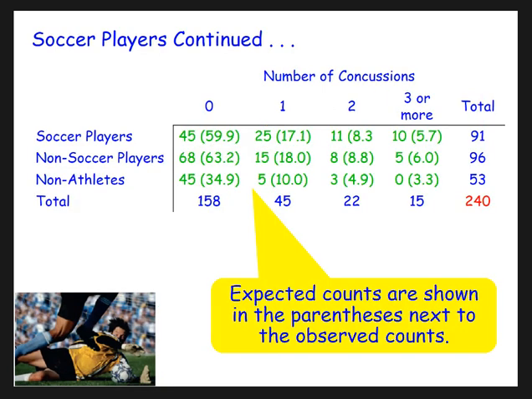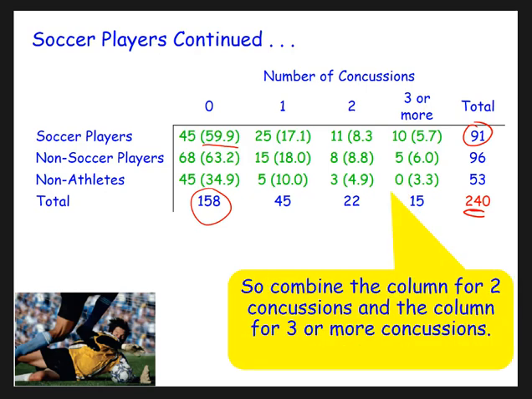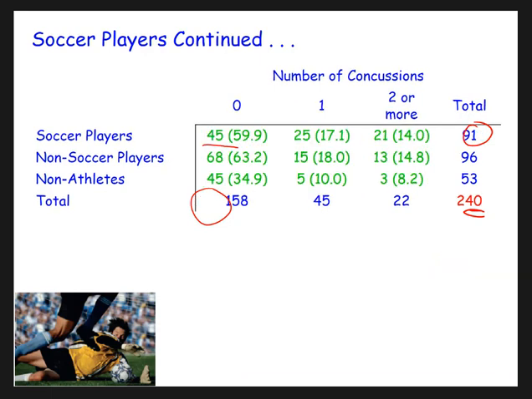So then we calculate the expected count. This 59.9, remember, comes from the row total, 91, times the column total of 158, divided by the grand total of 240. And that's where we get each of those expected values. Notice that not all the expected counts are at least 5. So we're going to combine the column for 2 concussions and the one for 3 or more. So we redo our frequency table, and then we have to go back and recalculate our expected values. And now we see that all the expected values are more than 5. Notice the observed value being less than 5 doesn't matter. It's the expected values that all have to be more than 5.